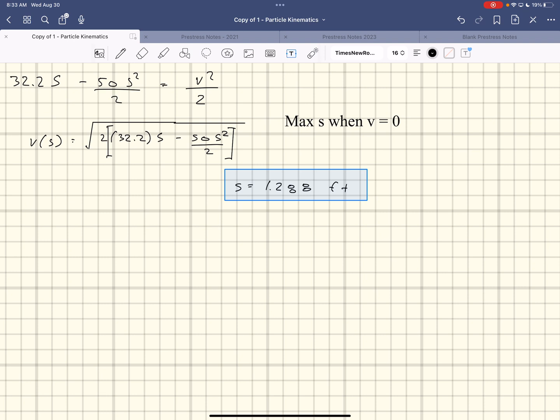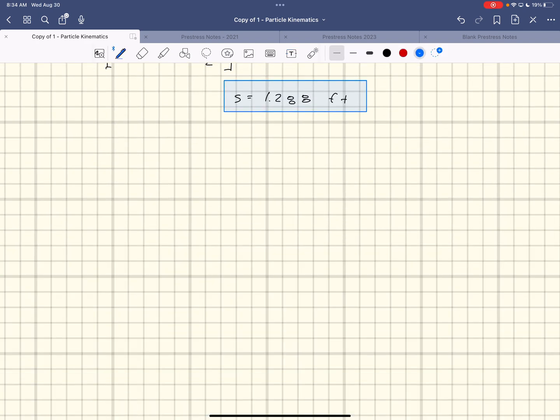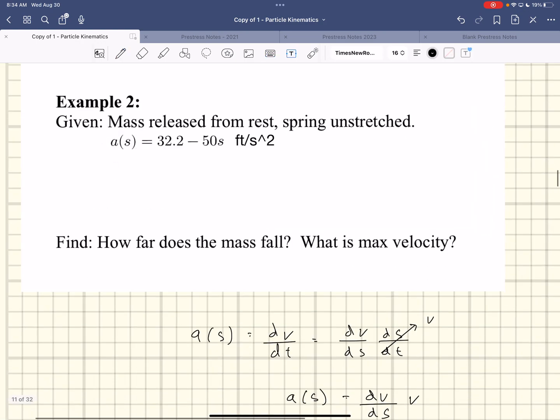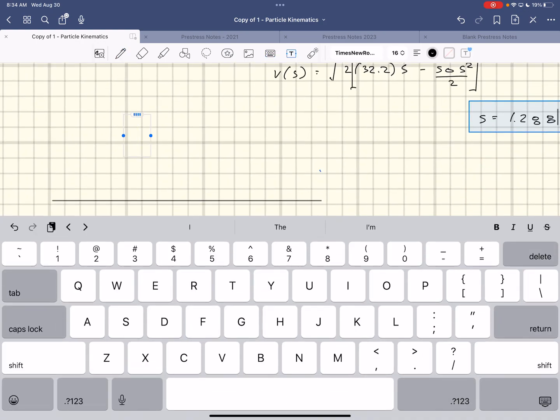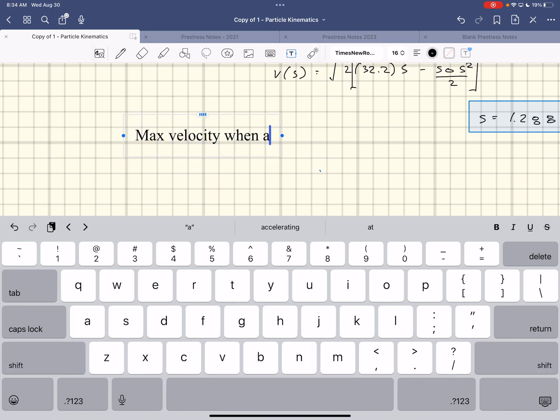Yes, sir. Would the max velocity be like when S... Close, other way. Yes. Yep, when the acceleration is equal to 0, right? When it's right on the cusp of accelerating one way versus the other way, your velocity is going to be maximum, right? So we set acceleration equal to 0, and we could do that right now. We have acceleration as a function of s. So let me add that: max velocity when a equals 0.